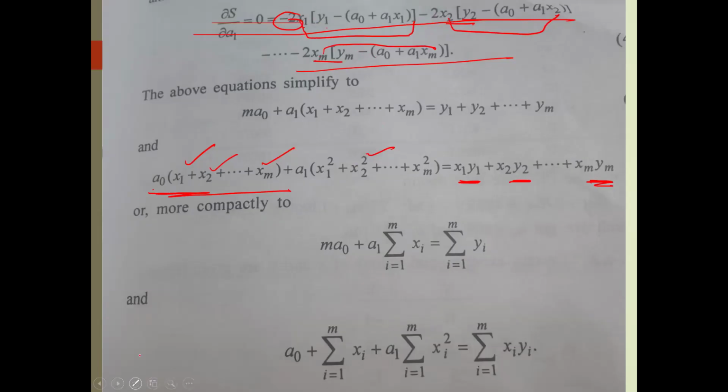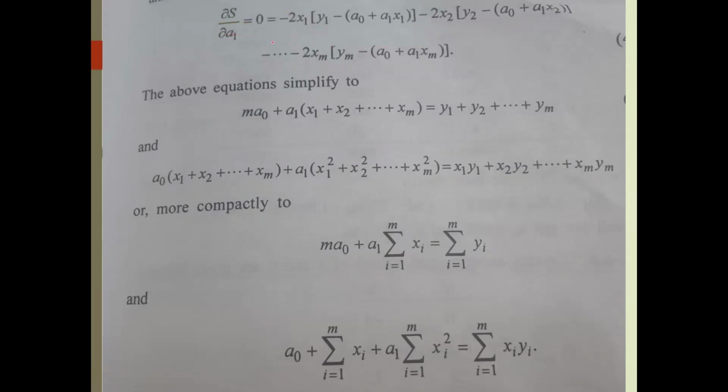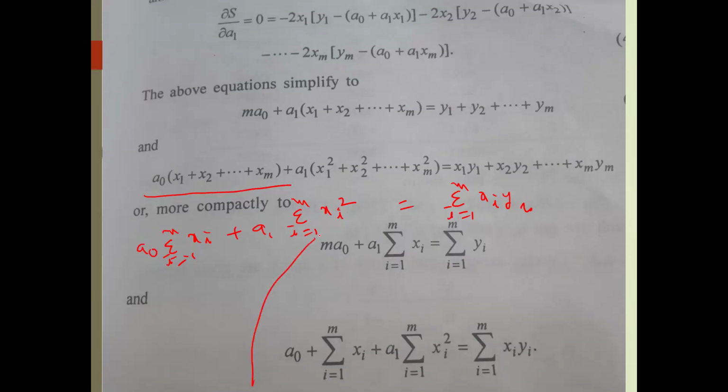So, here what do you have? A naught into x1 plus x2 up to xm. This I can write as a naught into sigma i equal to 1 to m xi. What is the other one I can write? a1 into sigma i equal to 1 to m xi square. This is equal to sigma i equal to 1 to m xi yi. So these are the two equations. This is the first equation and this is the second equation.